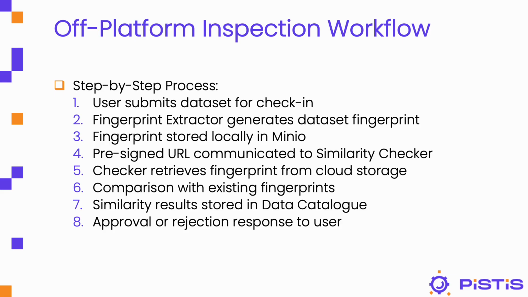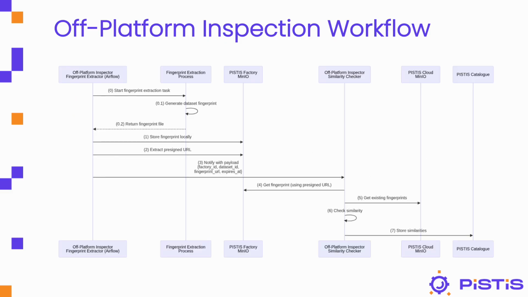A user first submits a dataset for check-in. The system extracts a fingerprint representing the dataset structure and content and stores it in MinIO. A pre-signed URL allows the similarity checker to retrieve this fingerprint and compare it with existing dataset fingerprints stored in the system. The similarity results are recorded in the data catalog, and finally, the system approves or rejects the dataset based on the level of similarity detected. This process ensures that no dataset re-enters the platform without validation.